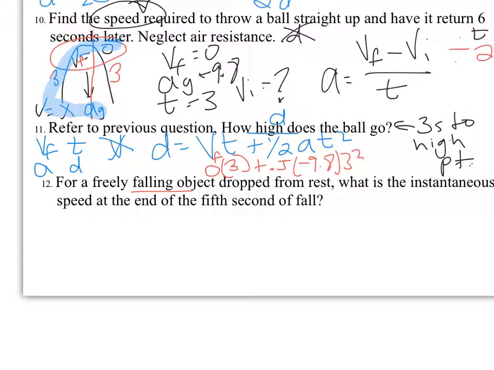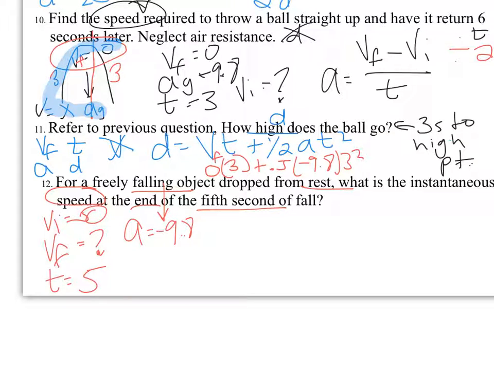For a freely falling object dropped from rest, so our initial velocity is 0. What is the instantaneous speed at the end? So I'm looking for a final velocity of the 5th second. So that would be my time. Again, I'm falling, so I know that my acceleration is gravity's negative 9.8. So I have 2 velocities, a time, and acceleration. I don't have a distance. The only equation without a distance in my formula chart would be final minus initial over time.